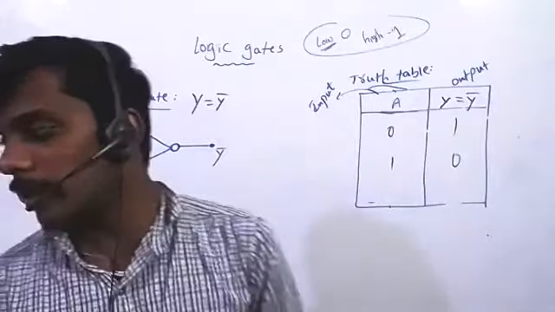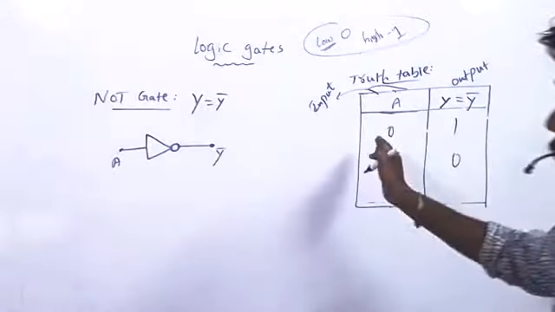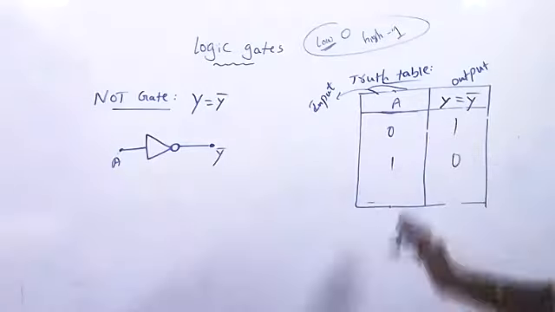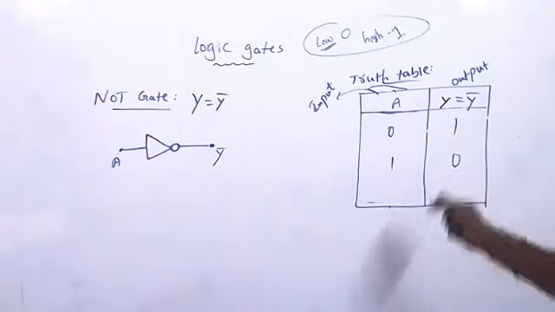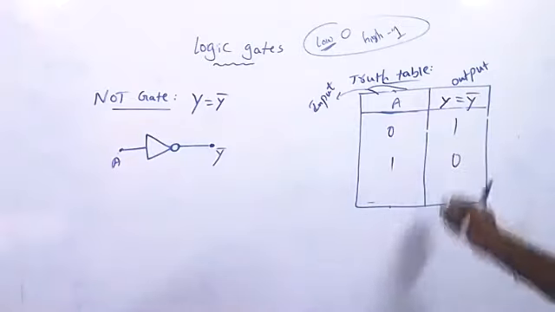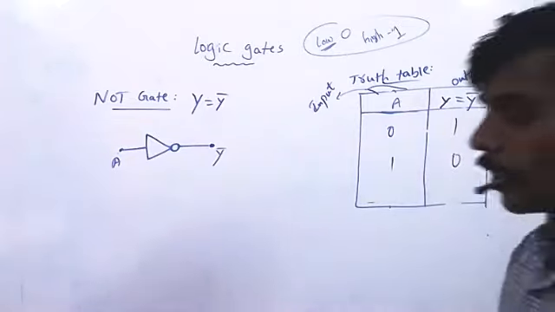So can you say one example for that? When you give input low, you will get output high. Can you give an example?